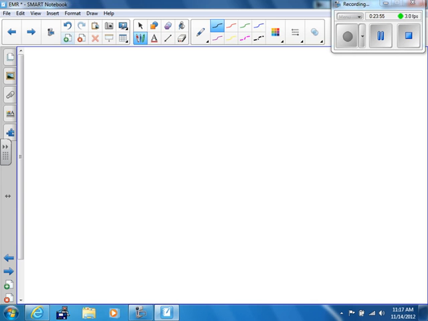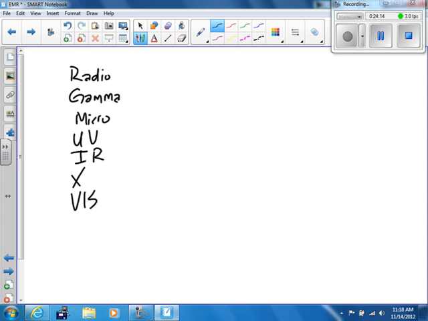We've got gamma rays. Okay? So we've got radio waves. We've got gamma waves. What else we got? We got microwaves. We got ultraviolet. We got infrared. We've got X-rays, somebody said. We've got visible light. Can't forget that one. What else we got? Is that it? I think that's it, actually, isn't it? Yeah, I think that's it.